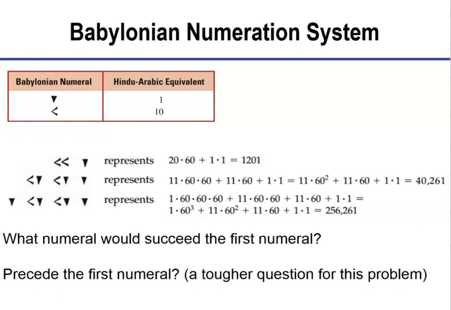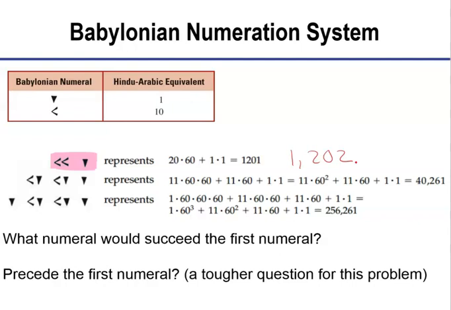Now here's a good question for you. What numeral would succeed the first numeral listed? When I say the first numeral listed, I'm just talking about this number. I could ask of any of the three, but let's just look at the first one. Succeed means come after, right? Now we know in the Hindu Arabic system, the number that comes after 1,201 would be 1,202. But it didn't ask in the Arabic system. They want to know in the Babylonian numeration system what numeral would succeed this one.